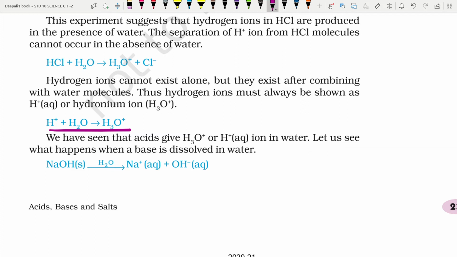Let us see what happens to a base in water. So, we can conclude from this that the H+ ion from the HCl molecule cannot be separated in the absence of water. Hydroxide ions are also present, represented by OH minus. The OH minus ion is showing the basic character.